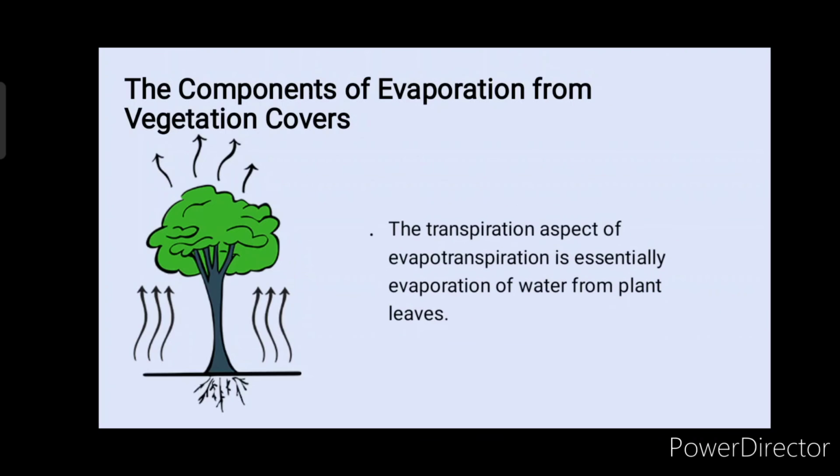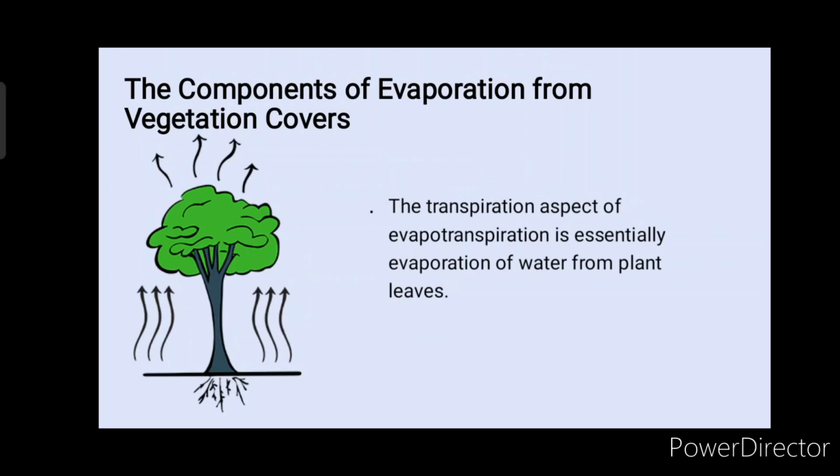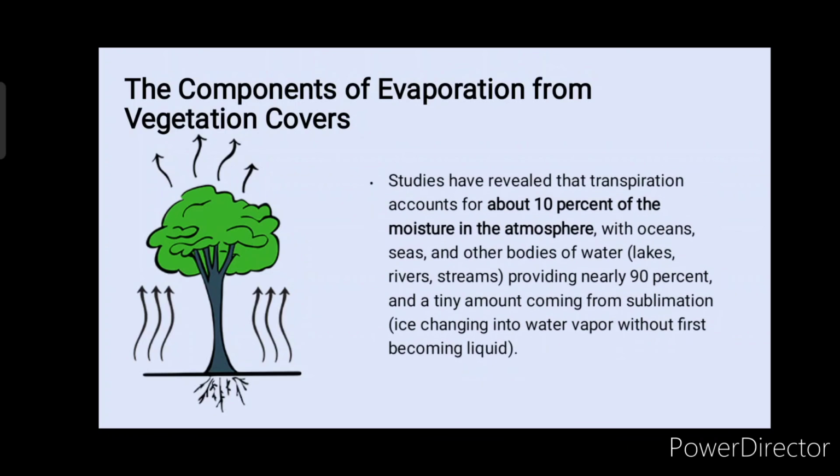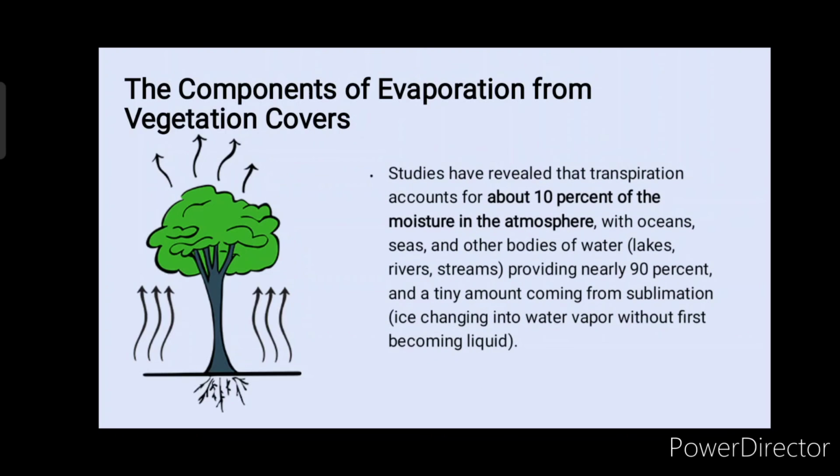The transpiration aspect of evapotranspiration is essentially evaporation of water from plant leaves. Studies have revealed that transpiration accounts for about 10% of the moisture in the atmosphere, with oceans, seas, and other bodies of water providing nearly 90% and a tiny amount coming from sublimation.